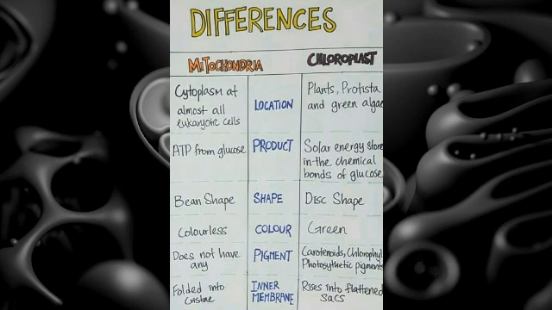Moreover, mitochondria have a bean shape, while chloroplasts have a dish shape. The color of the chloroplast is green, while mitochondria is colorless.